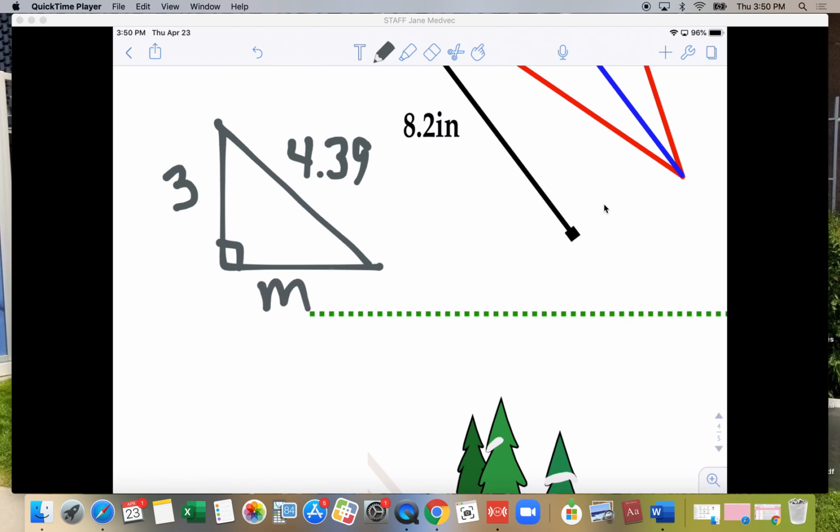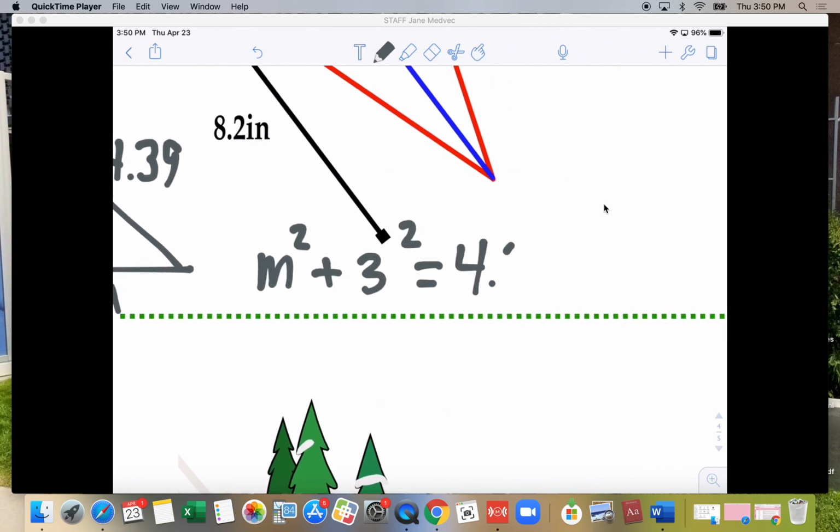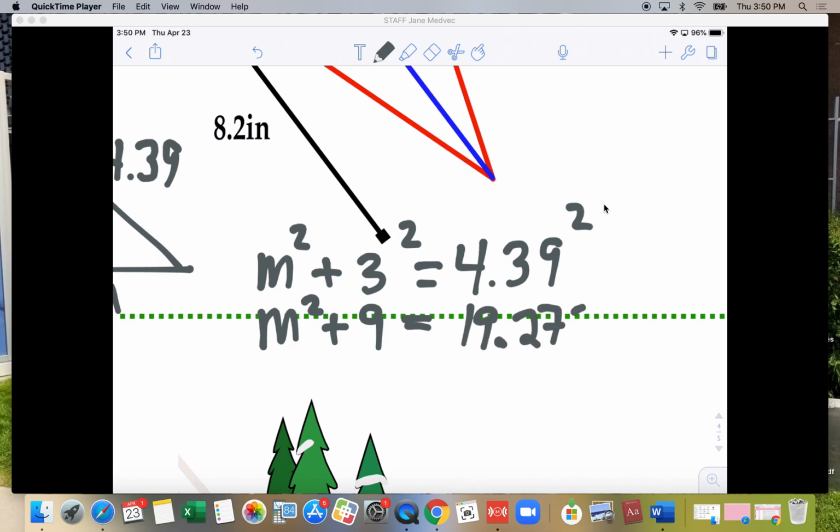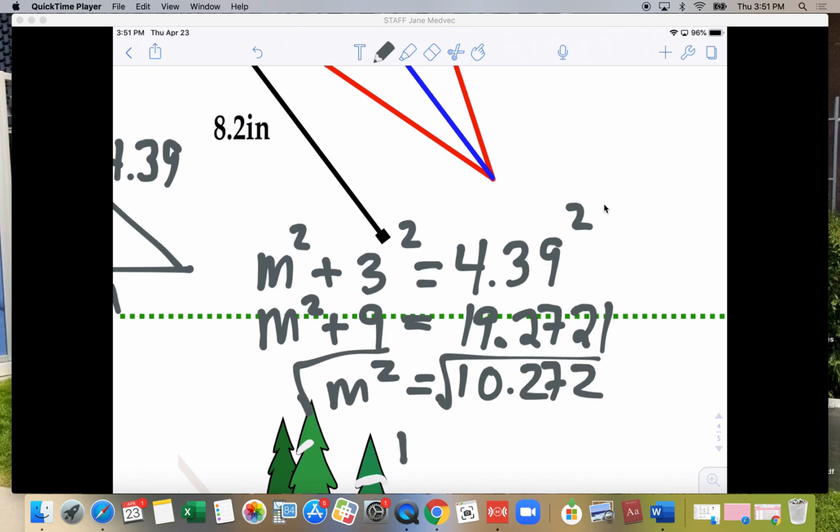To find M, we're going to use the Pythagorean theorem, because remember, that's one of our go-to things. So M squared plus 3 squared equals 4.39 squared, and 4.39 is the hypotenuse. So M squared plus 9 equals 19.2721. And again, you don't want to chop that off too soon. M squared gives me 10.272. I'm going to square root it, and M ends up giving me 3.21.